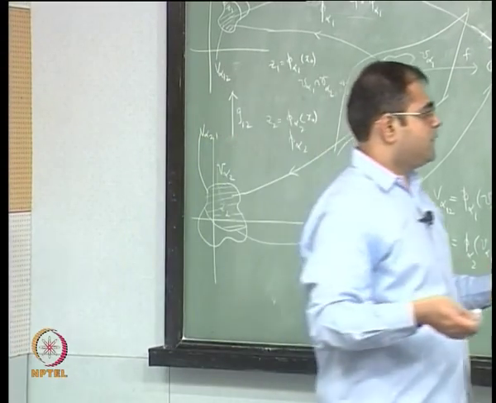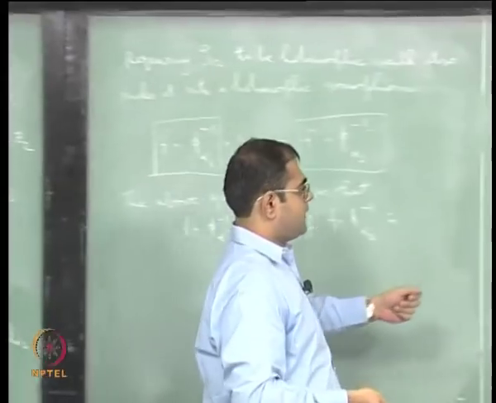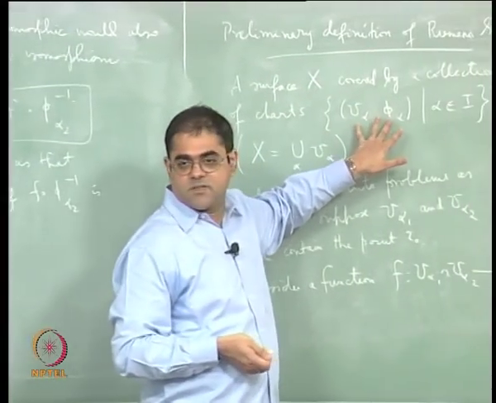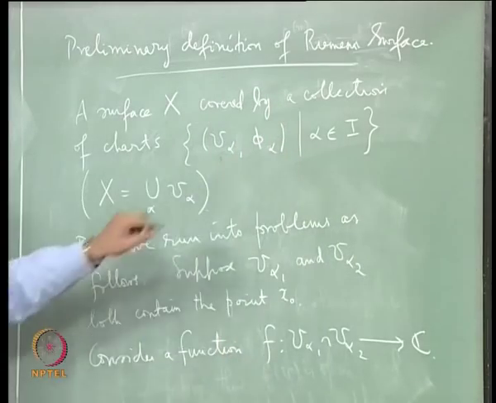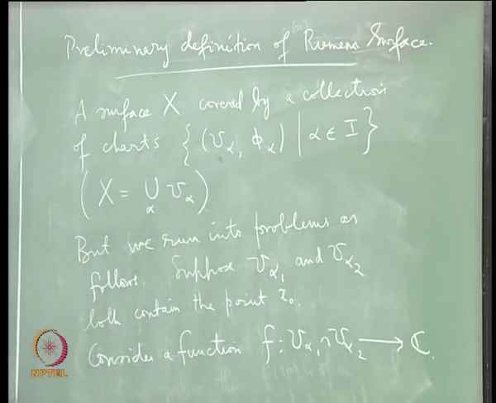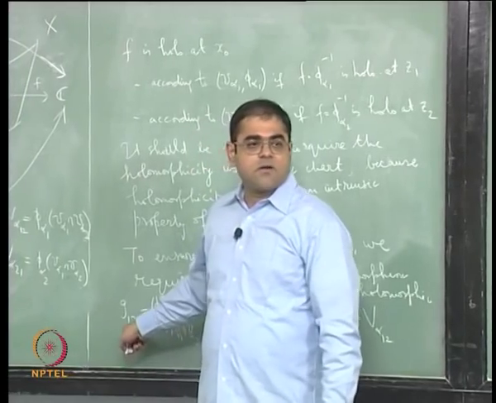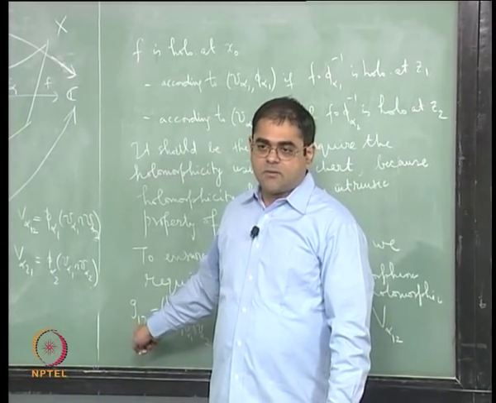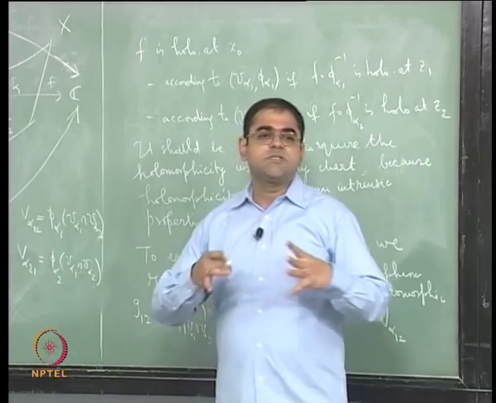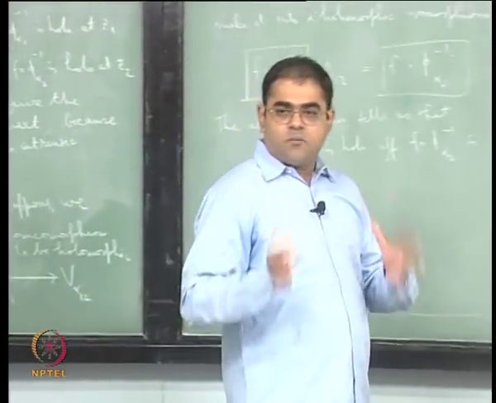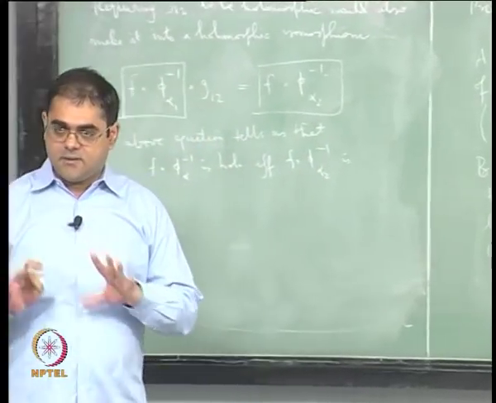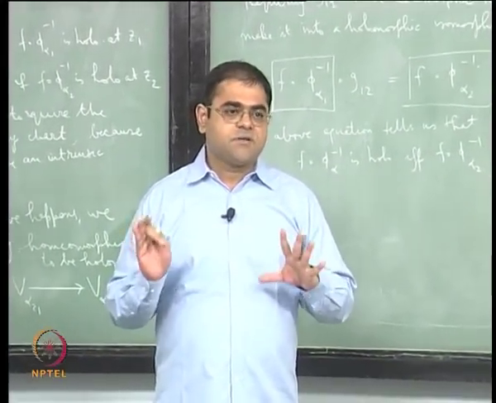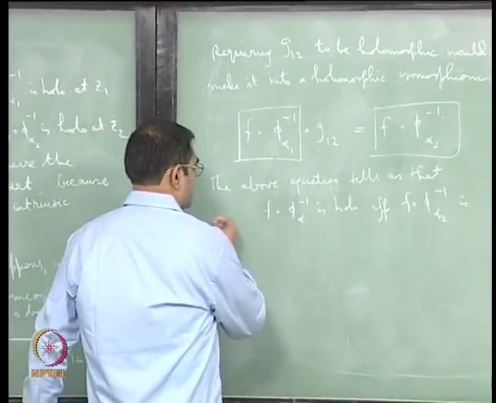So we make this requirement that the Riemann surface is not just a surface which is covered by a collection of charts, but these charts, whenever they intersect, on the intersection these functions G12, which are called the transition functions, we want these transition functions to actually be holomorphic. So let me write that down, and that gives us a very concrete first definition of a Riemann surface.